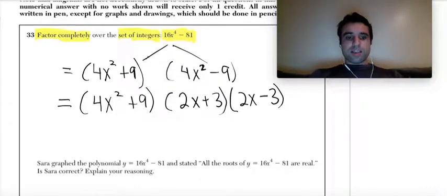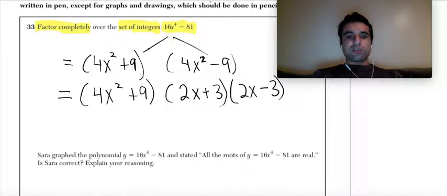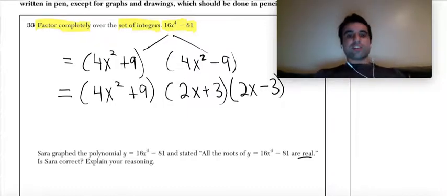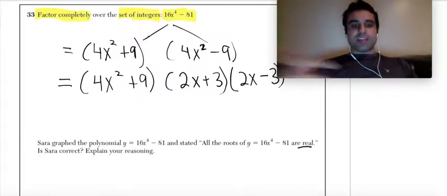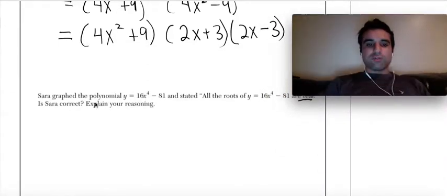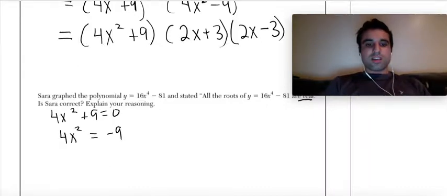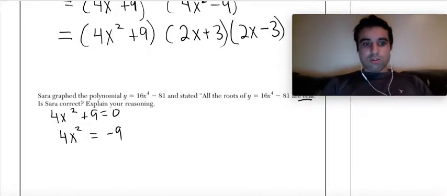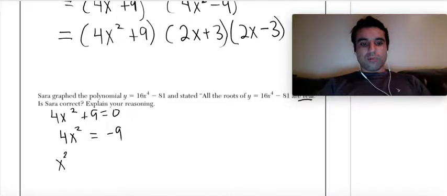All right? Now, Sarah graphed the polynomial 16x to the fourth minus 81, which is the same binomial, and stated all the roots of y equals 16x to the fourth minus 81 are real. Well, let's see. Is she correct? Explain your reasoning. No. 4x squared plus 9, guys, is going to have imaginary roots. We could solve algebraically for the roots. So if we set 4x squared plus 9 equals 0, subtract 9 on both sides, we get 4x squared equals negative 9. Now, you could either take the square root now, or you could divide by 4 on both sides.